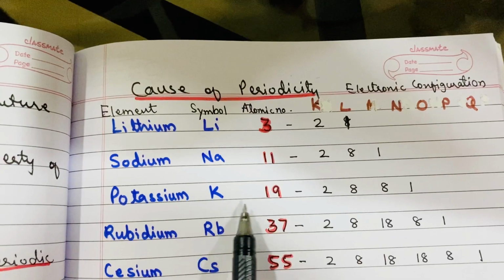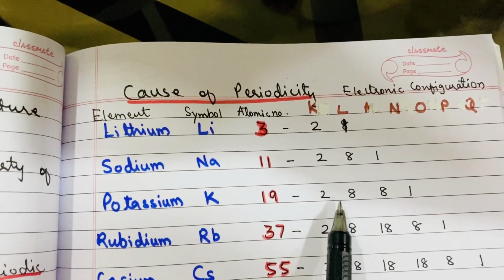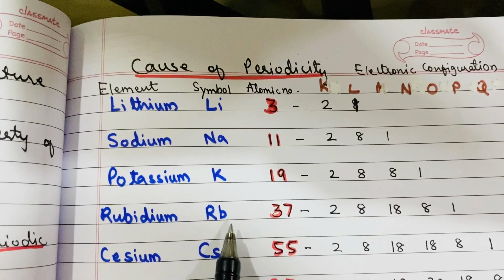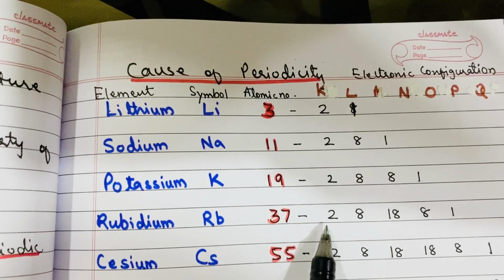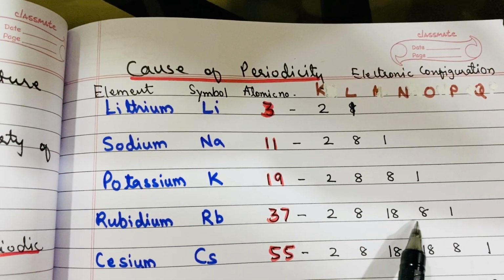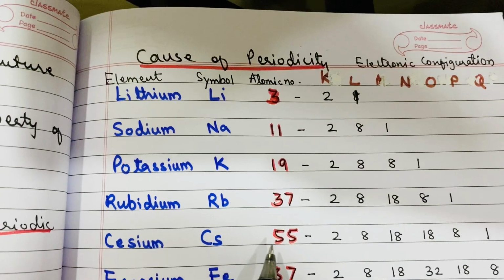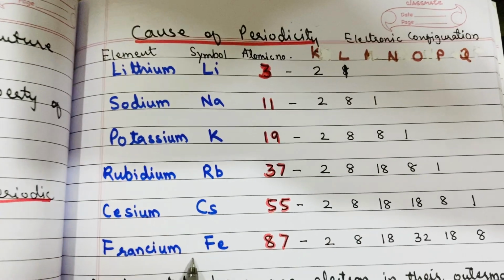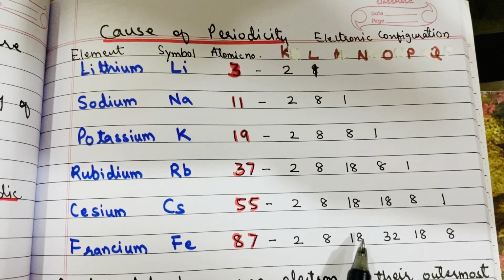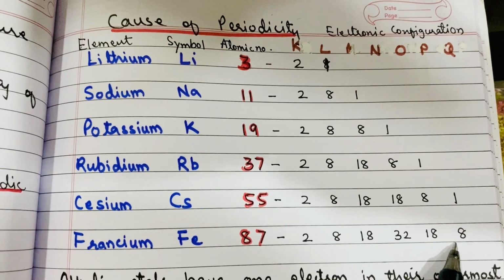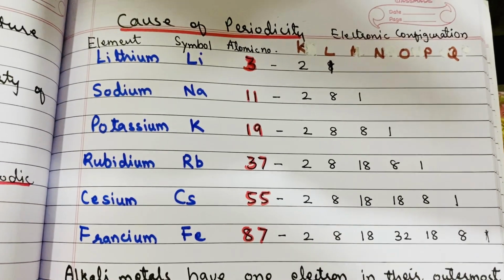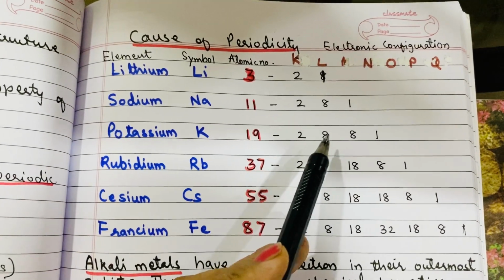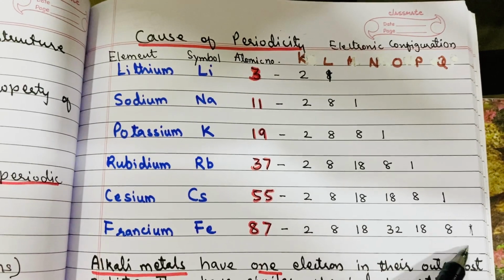Similarly, potassium, K, atomic number 19, has electronic configuration 2, 8, 8, 1. Rubidium, atomic number 37, has electronic configuration 2, 8, 18, 8, 1. Caesium, atomic number 55, has 2, 8, 18, 18, 8, 1. Francium, 87, has 2, 8, 18, 32, 18, 8, 1. So in this manner we see that these elements have certain similarity in their electronic configuration.